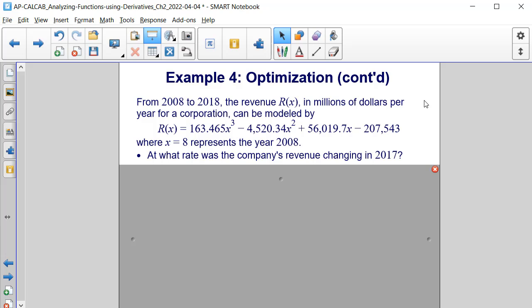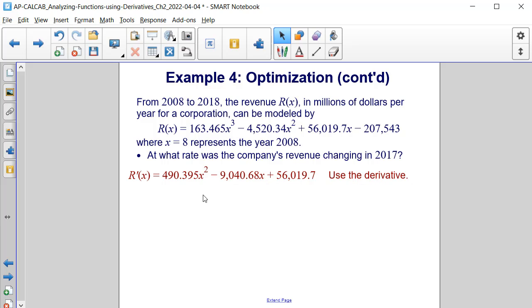Now let's look at the second question. At what rate was the company's revenue changing in 2017? Well, in order to find the rate that the revenue was changing, we are again going to work with the derivative, or r prime of x. And we've already found that the derivative is equal to 490.395 times x squared minus 9,040.68 times x plus 56,019.7.